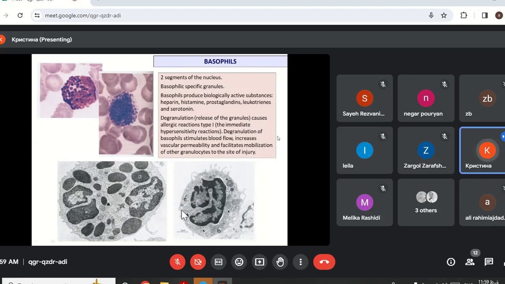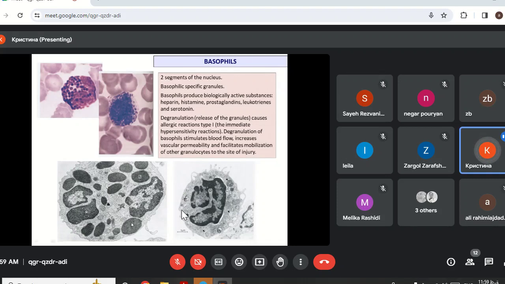The degranulation, or release of these granules, causes the allergic reaction type 1 and stimulates blood flow, increases vascular permeability, and makes it easier for other granulocytes to come from the blood vessel to the surrounding tissue in the area of the injury.